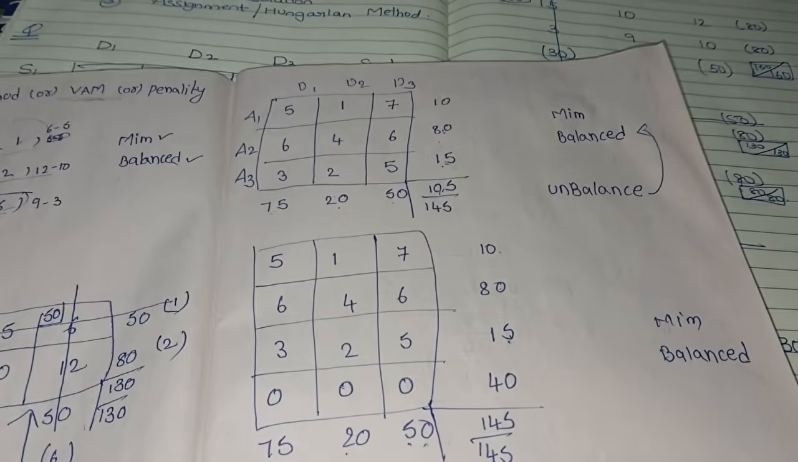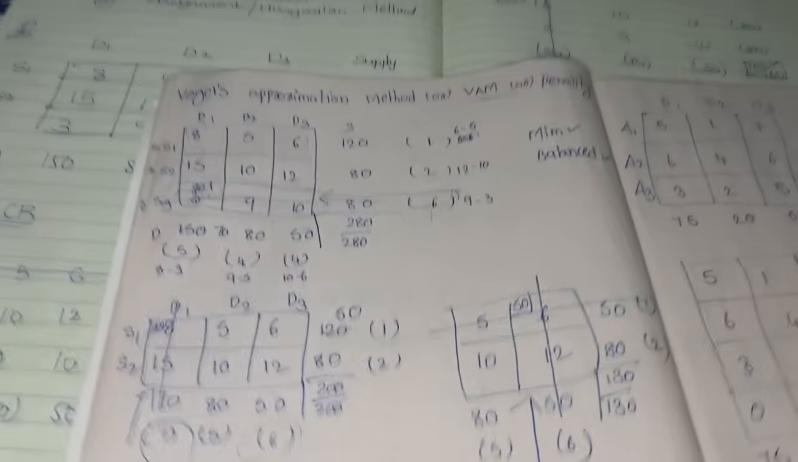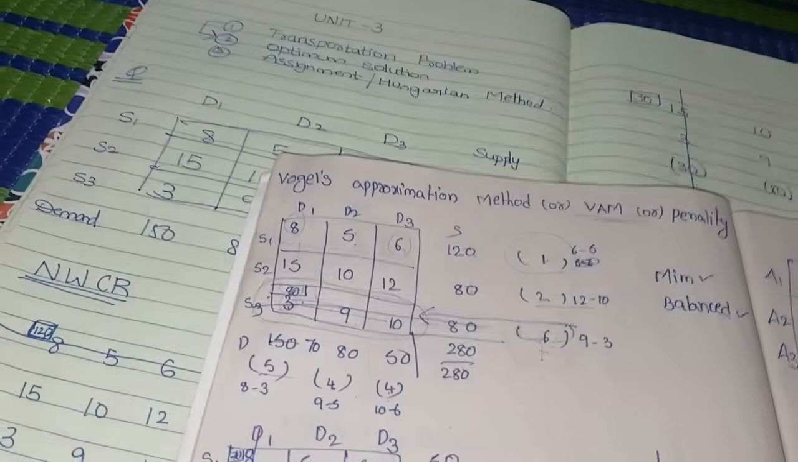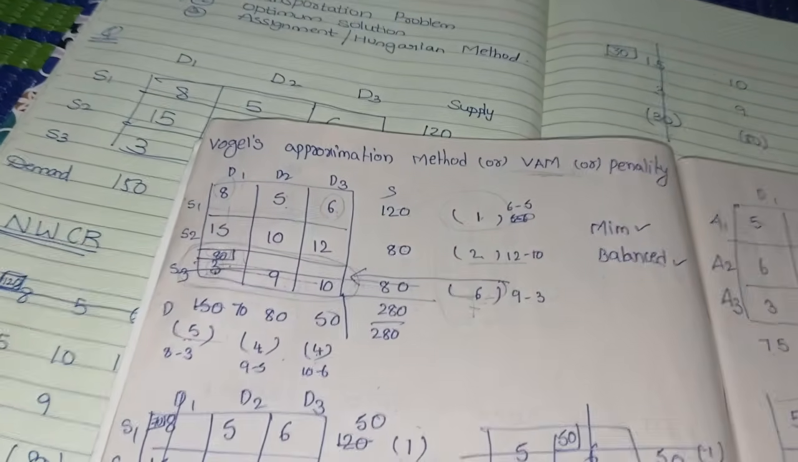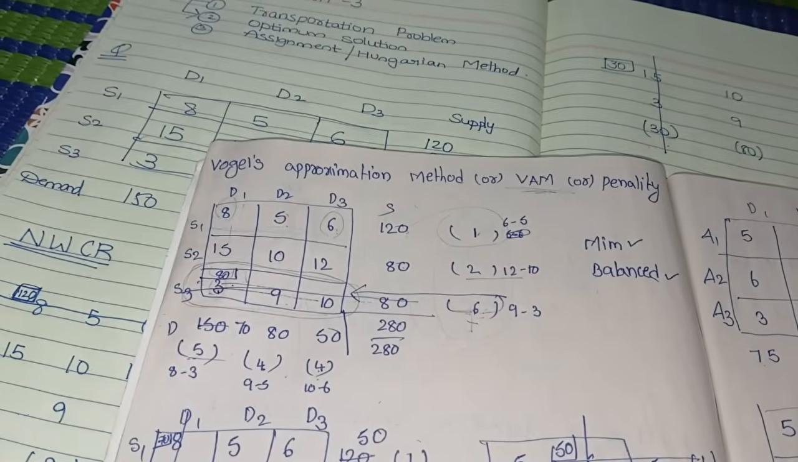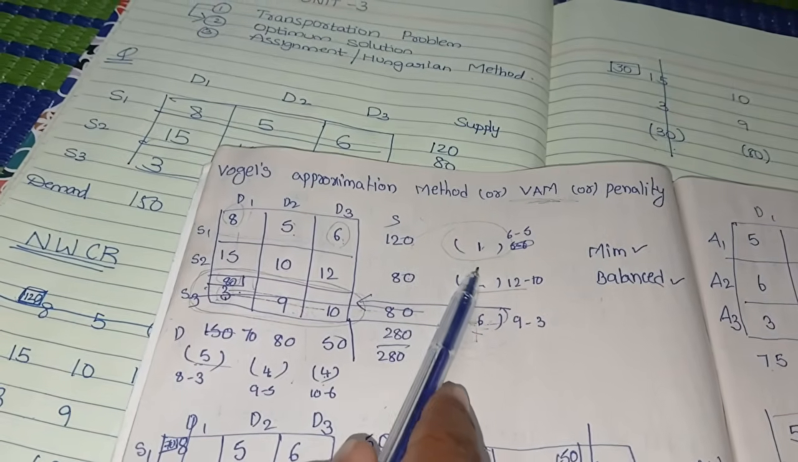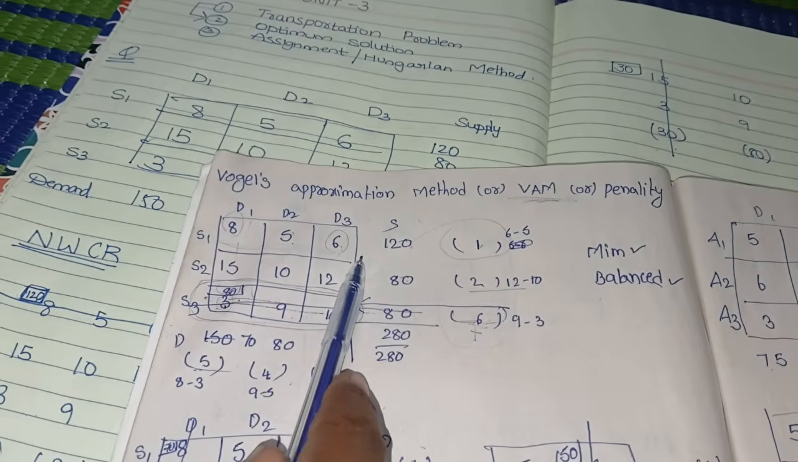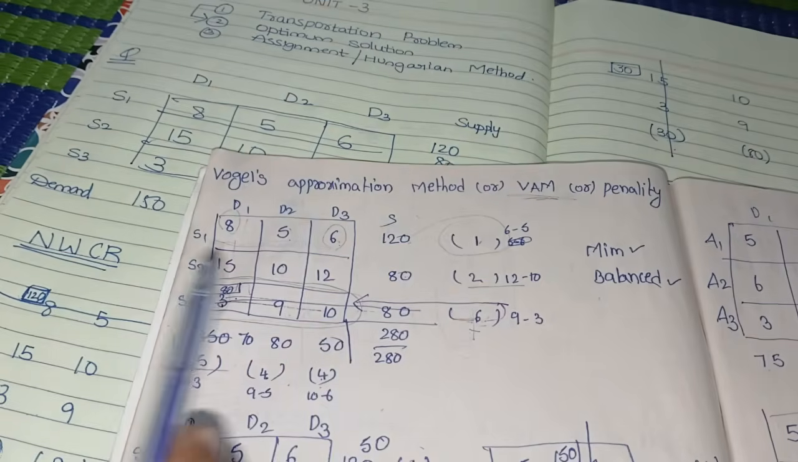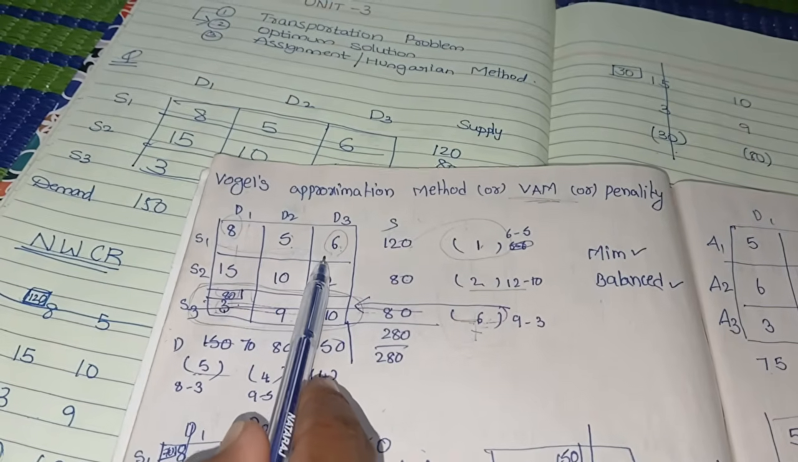Okay, next Vogel's method, how you need to do it. That is the VAM method, or we can call it the penalty method also. How you need to do this penalty method: see, after writing the question, you need to do the penalties. How you need to do penalties: in a row, first I am taking a row. What is the least number? 5. What is the second least number? 6.